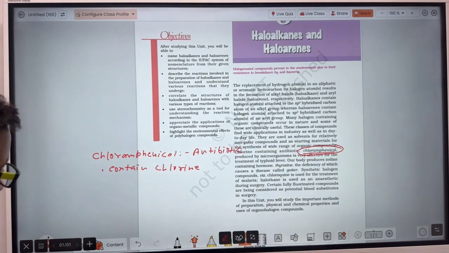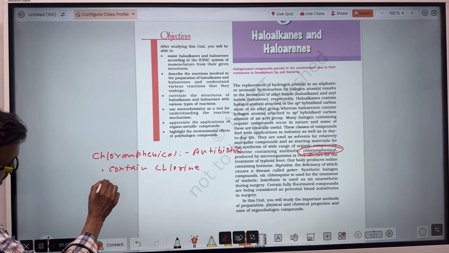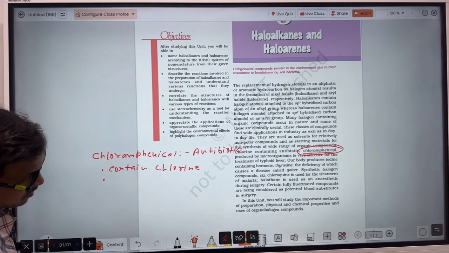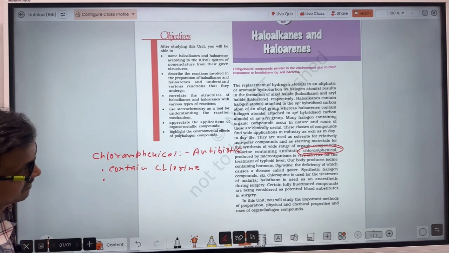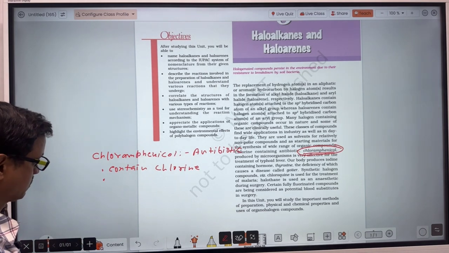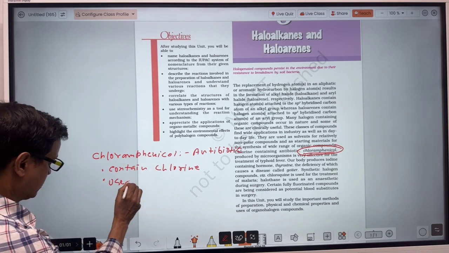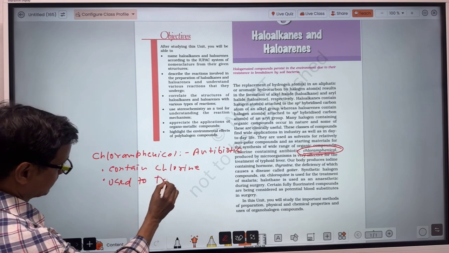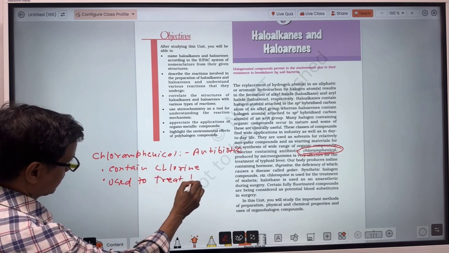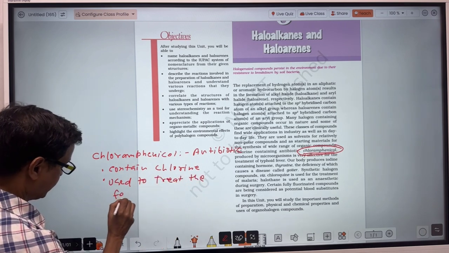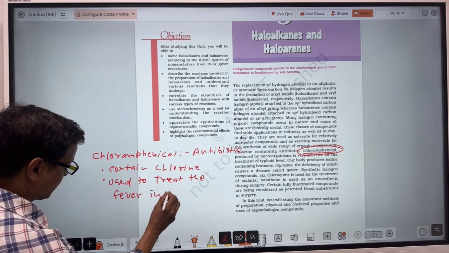Chloramphenicol contains chlorine, and what is it used for here? It is used to reduce the fever, to treat the fever in typhoid.